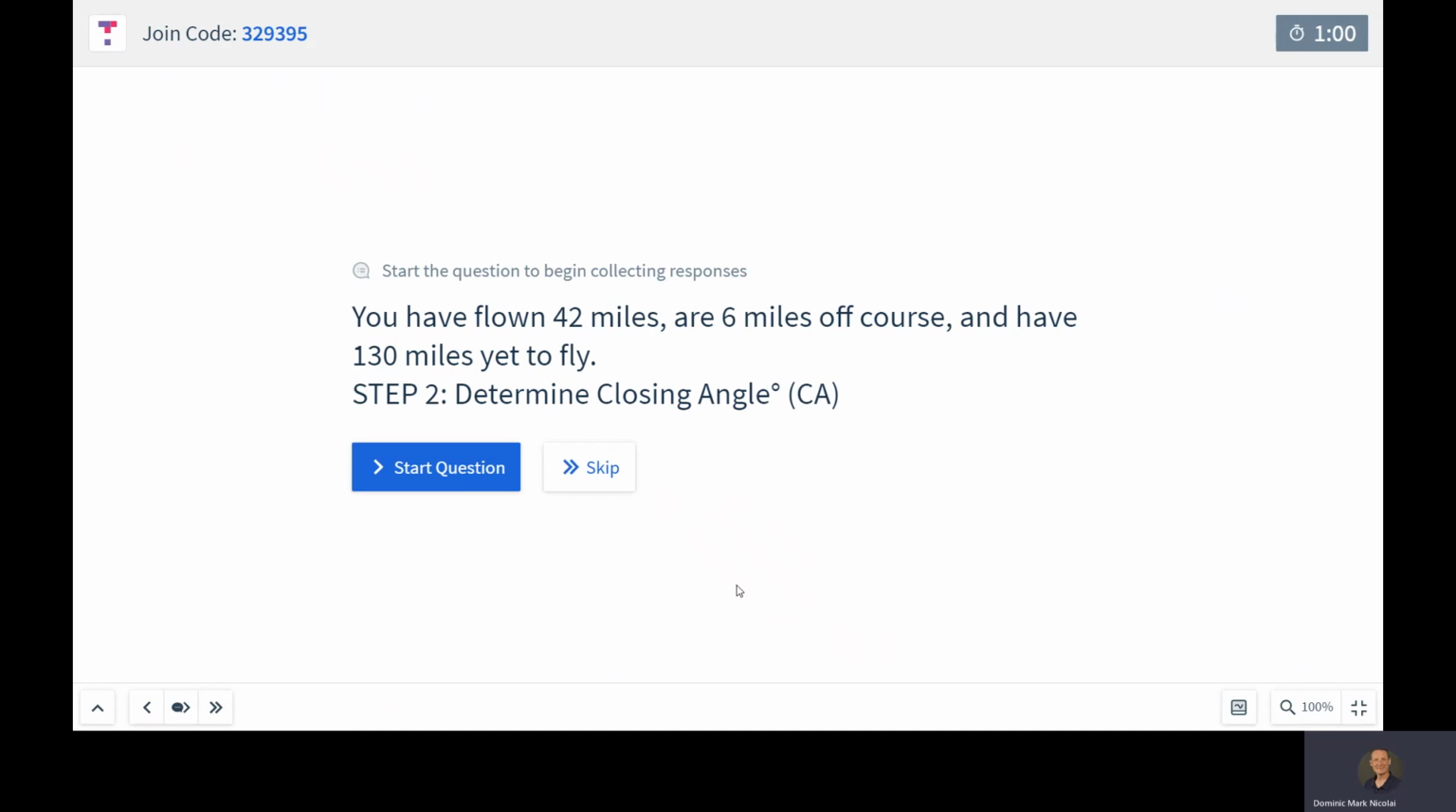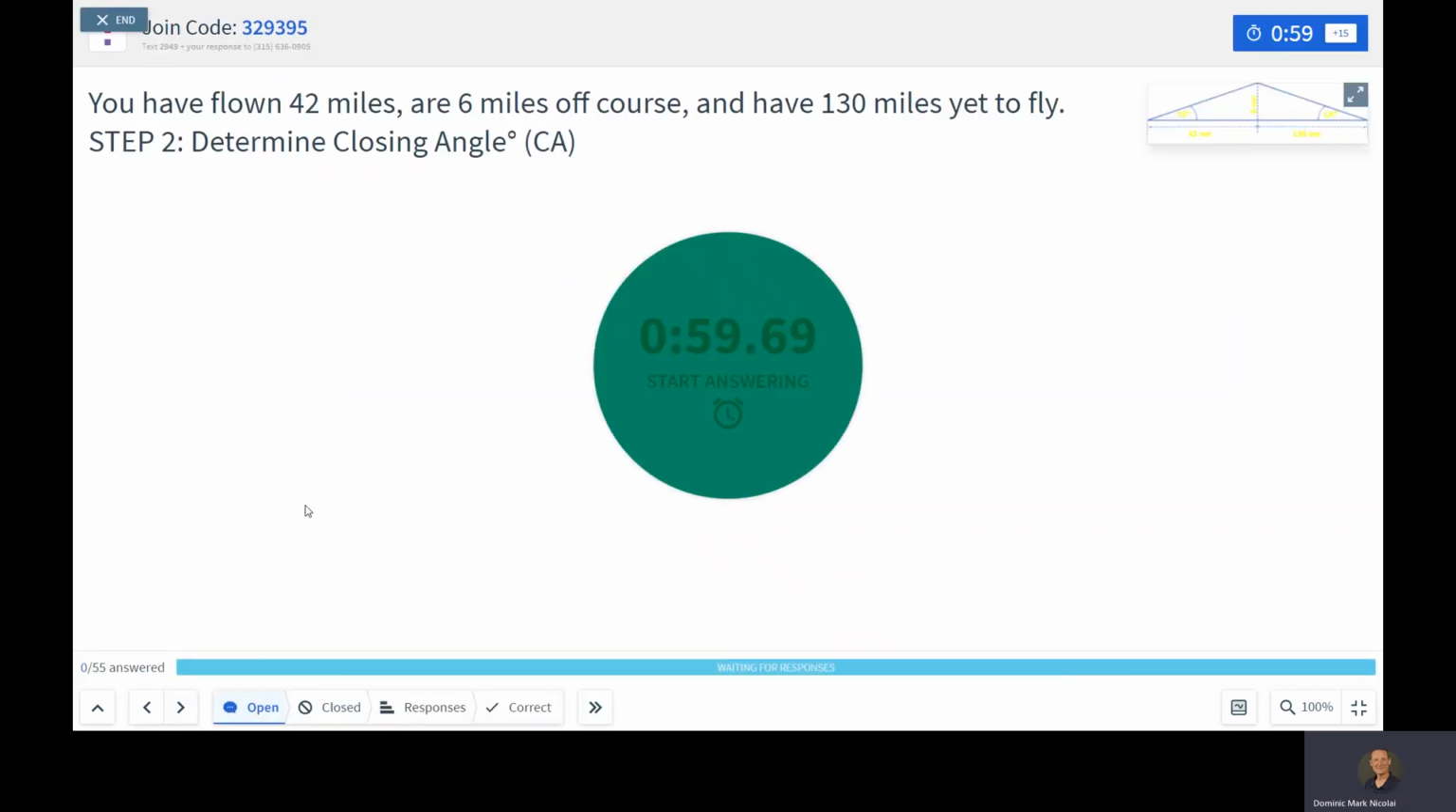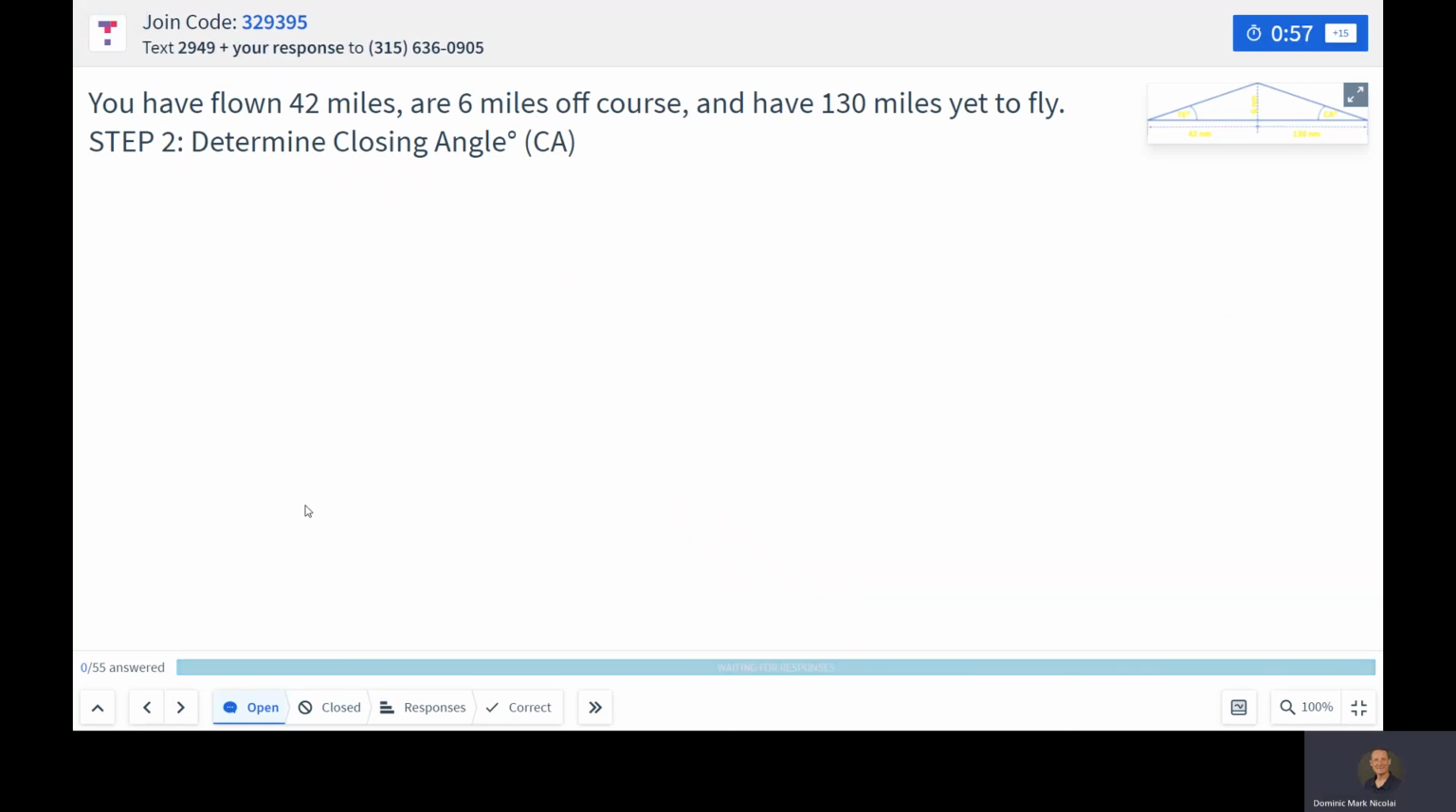You're still 6 miles off course. You've flown the 42 miles, but you have 130 remaining to your destination there. So setting up your problem, we're setting up 6 miles off course divided by our remaining miles to fly, multiplied by 60.